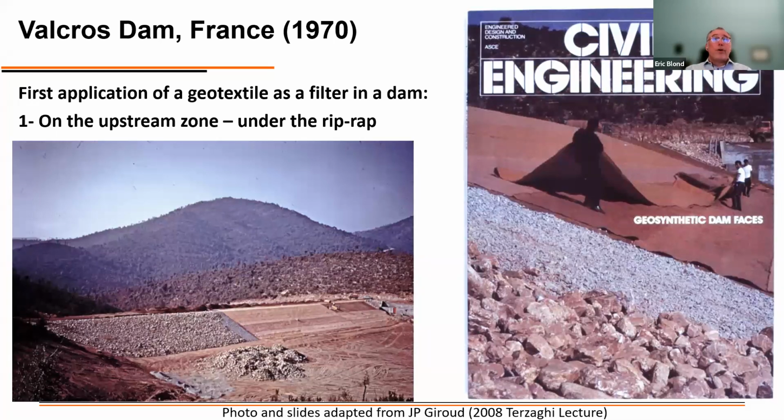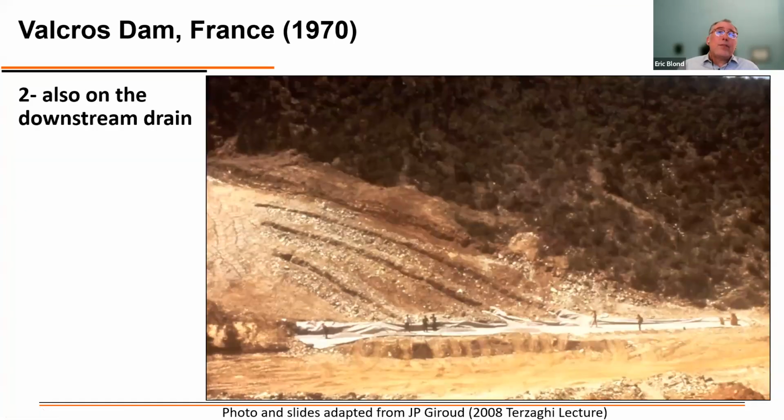First, it was used on the upstream zone under the riprap, so that's really on the top of the top layer. You can see here on the cover of this magazine the geotextile which is installed, and on top of which the other granular materials will be deposited. And it's also been used on the downstream drain.